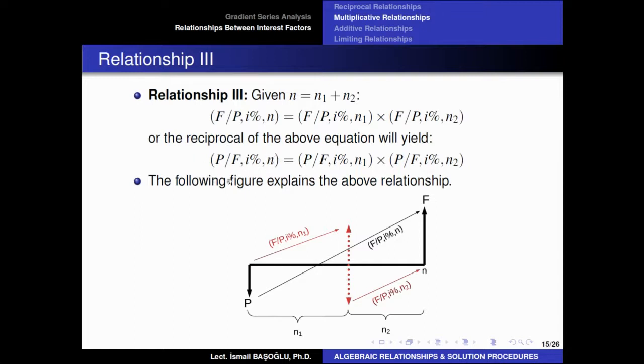So instead of calculating the single payment present worth factor for N years, you can calculate the single payment present worth factor for the first N1 years and multiply it with the second N2 years single payment present worth factor, and that value would be equal to the present worth factor for N years. Okay, so as long as the interest rates are constant, the same throughout these years.